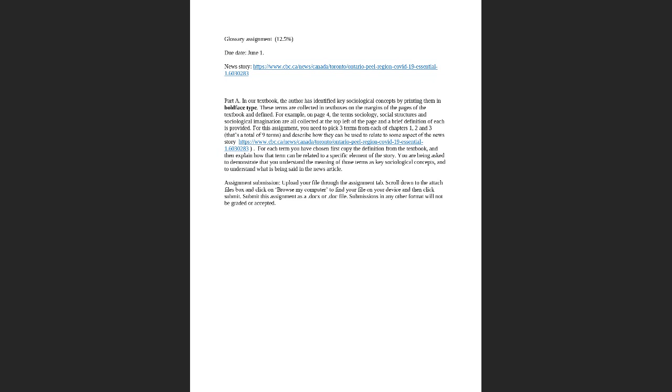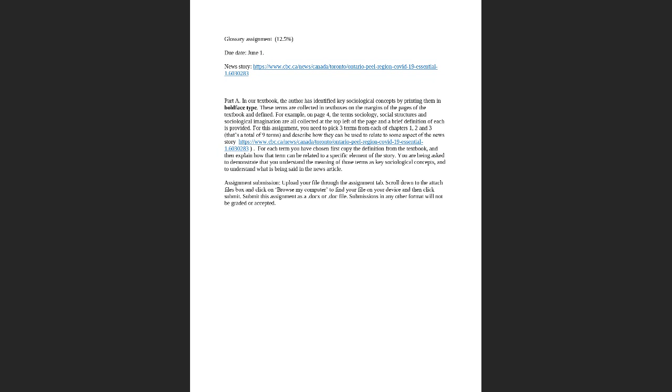And so when you take a look at the textbook, as I mentioned, on page 4 of the textbook, the terms sociology, social structures, and sociological imagination are all printed in boldface type on that page. And at the top left-hand side of that page, there's a little box, and in that box, the author has defined those terms.